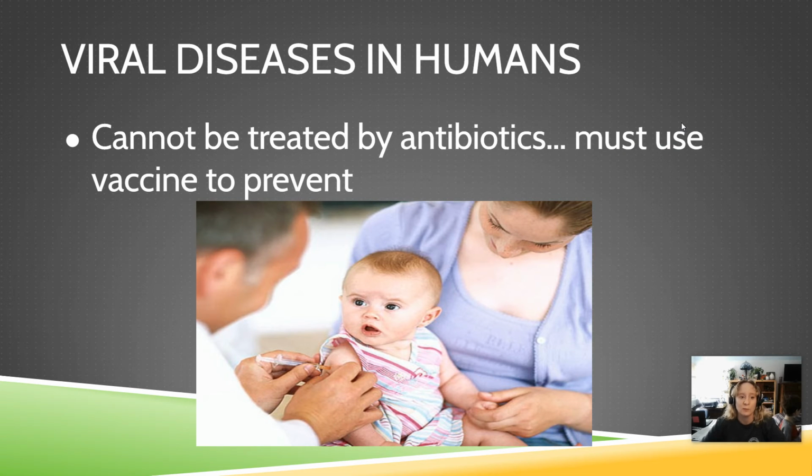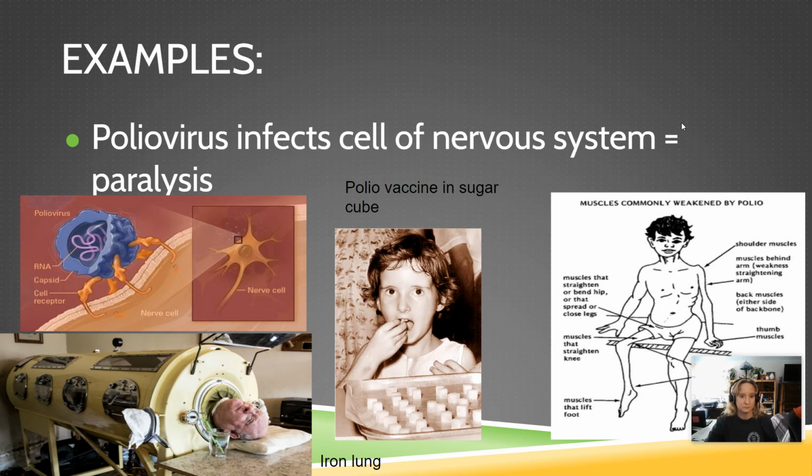Viral disease in humans. Viruses cannot be treated by antibiotics because antibiotics go against living factors in a bacterium, whereas a virus is not living, so we can't go after those features of it. So we have to use a vaccine to prevent it. You can see in the picture, a baby is getting an early vaccine that we give. Examples of different viruses that humans have come across in the past include poliovirus.